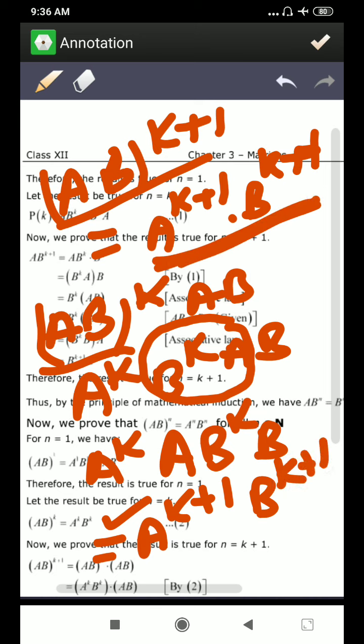Hence it is true for all natural numbers.